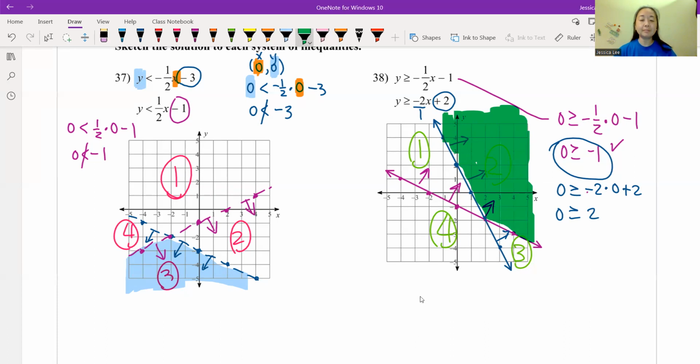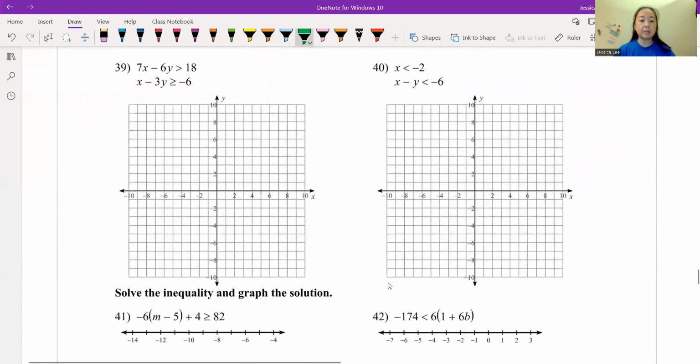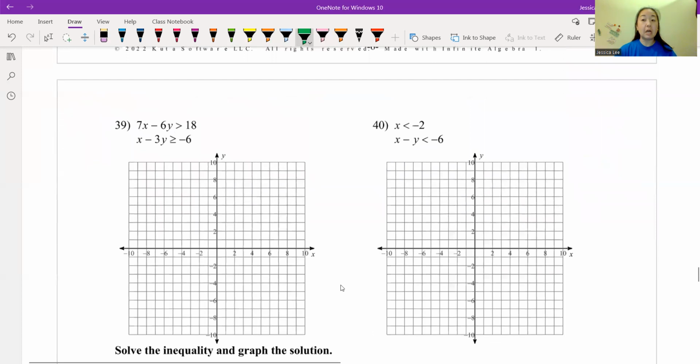Okay. I think we have a couple more to practice on. Ooh, and then we have our other kind of inequalities, now in standard form. So we're going to just change it just like how we did before, to slope-intercept form. And just like what we did before, subtract 7x. Nothing is different. All the same steps.